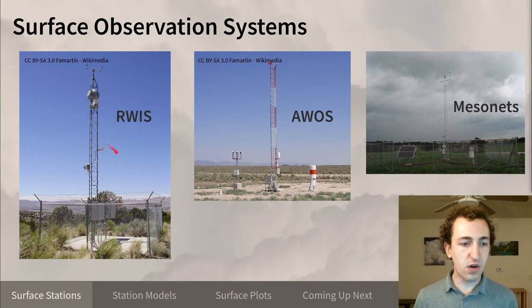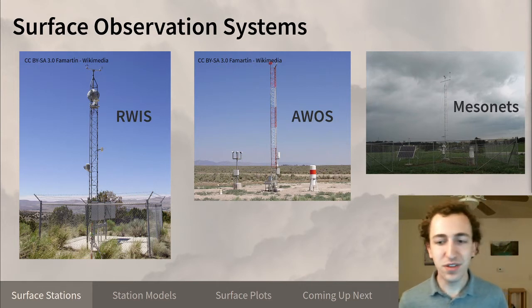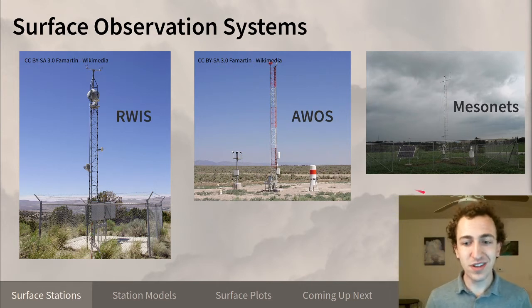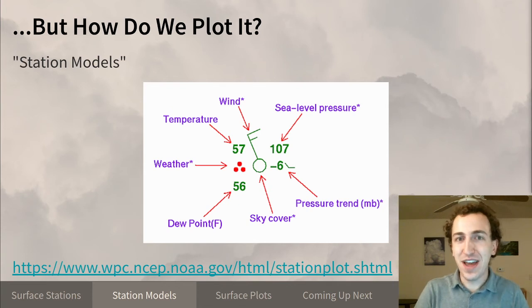And you'll have various other utilities that are important for the application. So, for instance, RWIS is usually hooked up to different road sensors. AWOS usually has visibility sensors. And mesonets usually have whatever sensors address the application they're deployed for. But then we get to how we actually look at these data from the instruments.